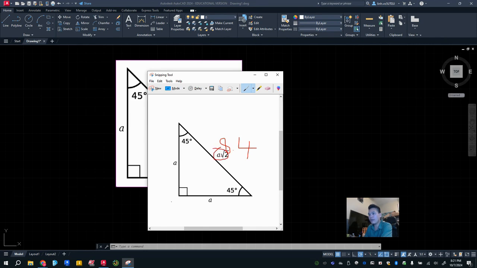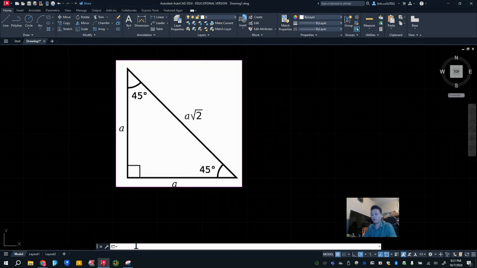So to solve for a, this is multiplication. To get rid of multiplication, you divide. So you take 8.4 divided by square root of 2, and that gives you a, which is the length, the distance right here. So with that, we're going to go into our quick calc.